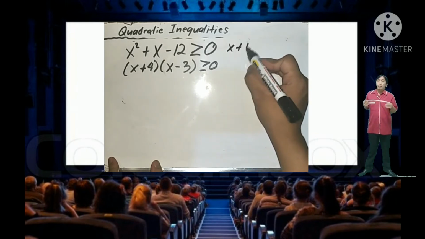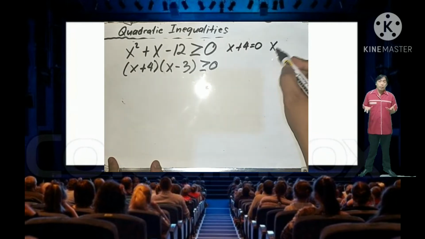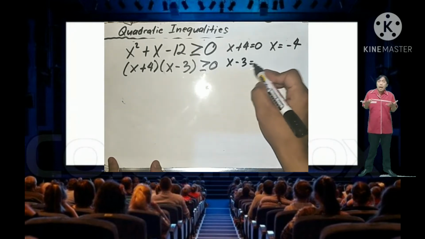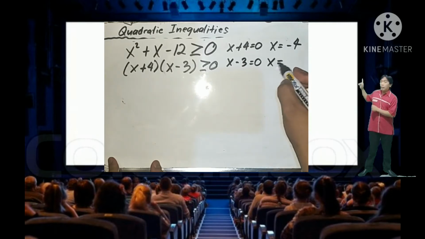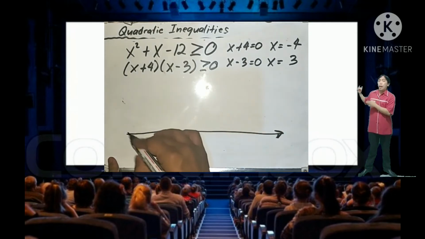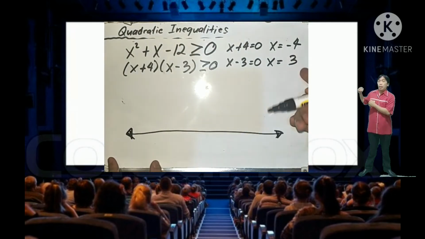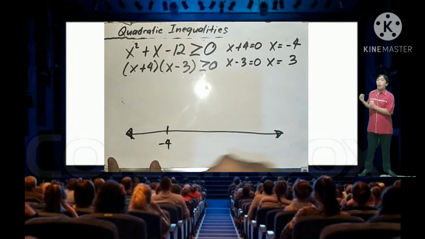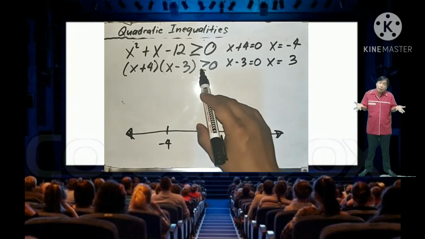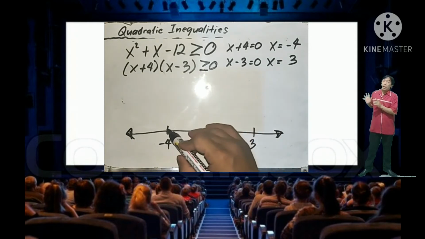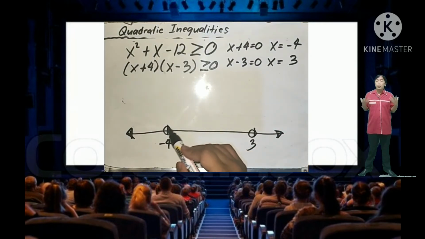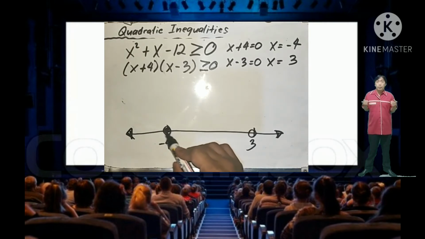Let us now try to equate all the factors to 0. So, we have x plus 4 is equal to 0. So, we have the value of x, which is equal to negative 4. And we have x minus 3 is equal to 0. Then, the value of x is equal to positive 3. Let's draw a number line. Let us now try to locate negative 4 and 3. So, negative 4 is on the left side and 3 is on the right side. Now, since we have here the equal sign below, indicating that negative 4 and positive 3 are included in the solutions, there is a closed circle.